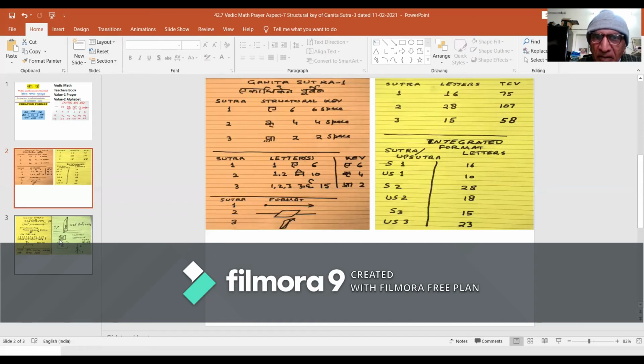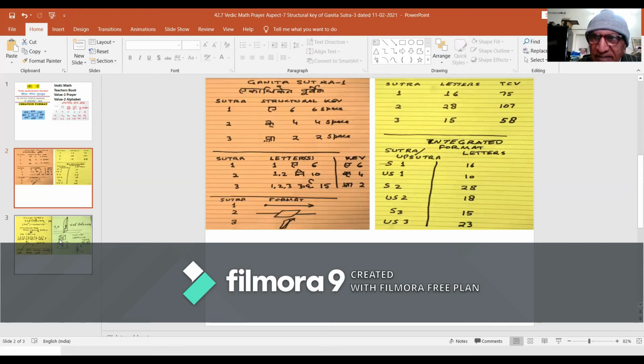The mathematical domains are depicted by the first letter for the first sutra, first two letters for the second sutra, and first three letters for the third sutra. These, in terms of values, come to be 6, 10, and 15.